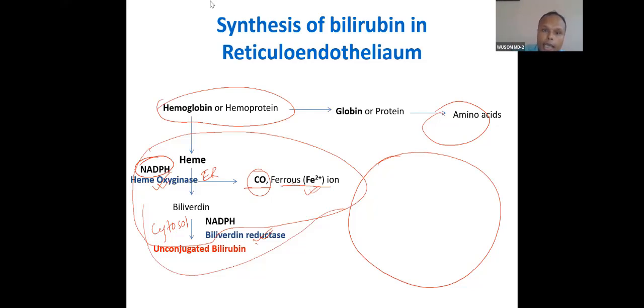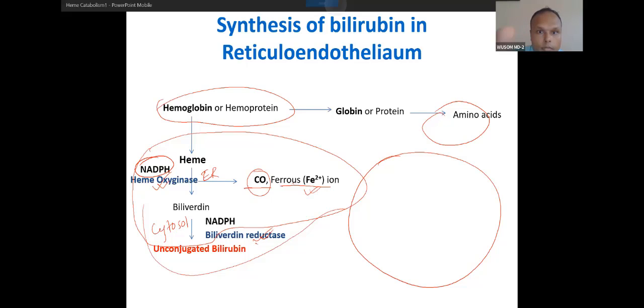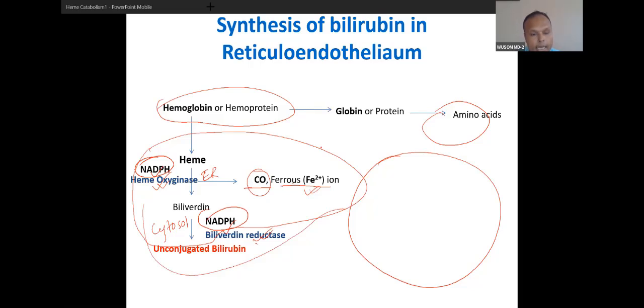I told you any breakdown, any detoxification requires what? NADPH. Here you can see NADPH is required in both steps.